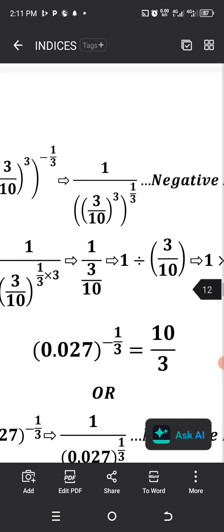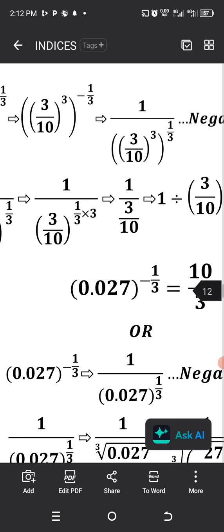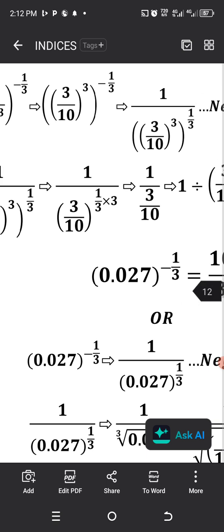Because that outside power is negative, that is minus 1, it is eventually going to change the fraction. And that is why we're having 1 all over, inside parentheses, 3 over 10 all raised to power 3, close everything, raised to power 1 over 3. So applying the product law, we can see that we've brought out that 3 inside the parentheses. It's now multiplying with the 3 outside the parentheses. So that is why we are having 1 all over, inside parentheses, 3 over 10 raised to power 1 over 3 multiplied by 3.